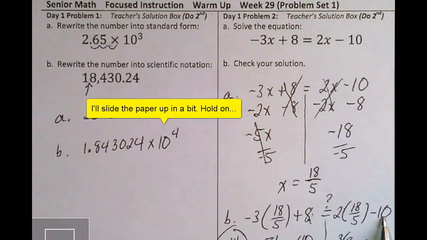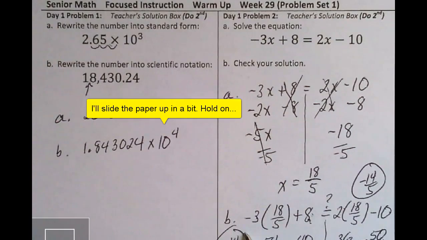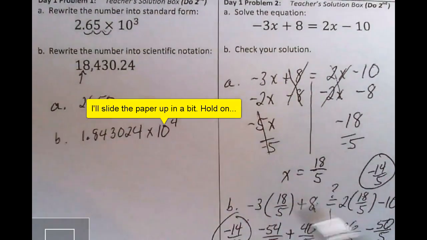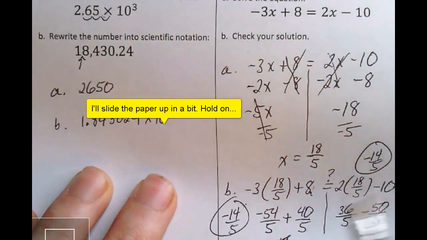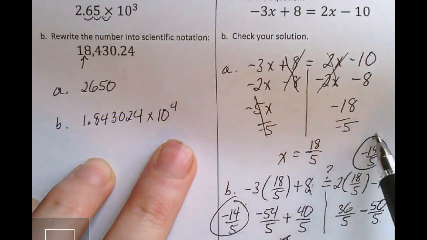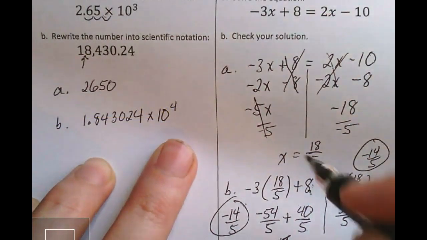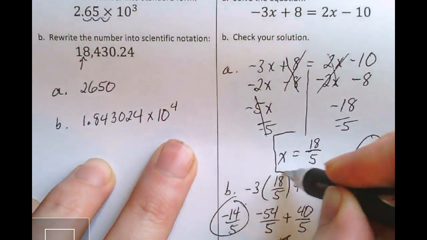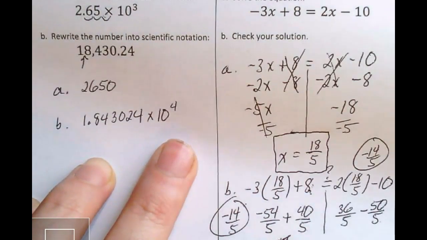I'm going to rewrite 10 as 50/5. Again, 50 divided by 5 is 10. And 36 subtract 50 is also negative 14/5. So the left side of the equation is equal to the right side of the equation. And so that answer checks, and x equals 18/5 is the correct value to substitute in for x.